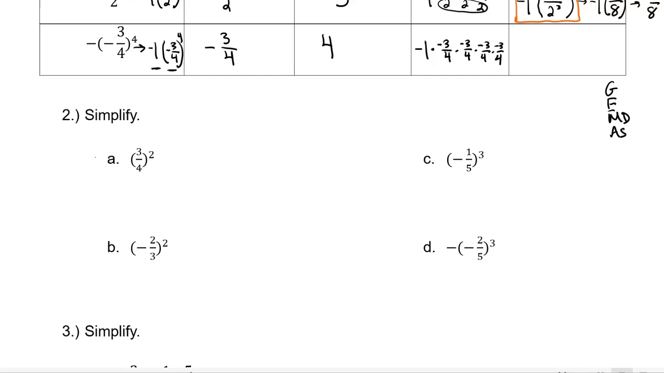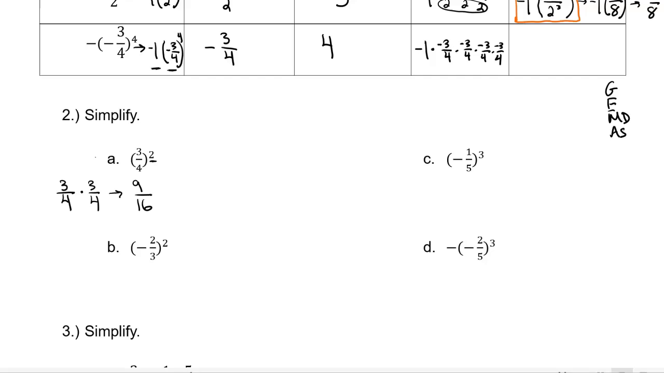And that's where practice comes in. All right, so here we are simplifying. We don't have the table, but I'm still going to take us through that same process. So we identify what the base is, which is 3/4, right? We identify the exponent, which is 2. So I'm going to go ahead and expand to 3/4 times 3/4. And then I multiply and I get 9/16. And that is your final answer.